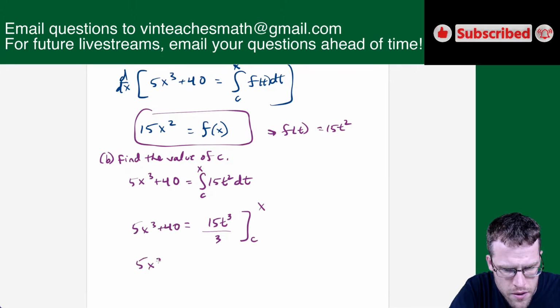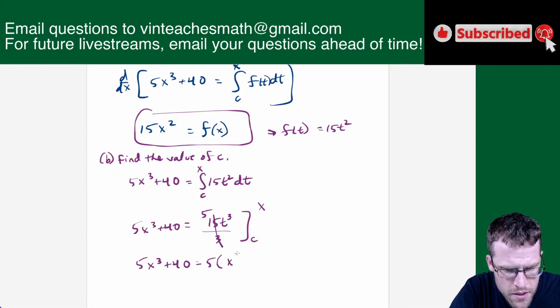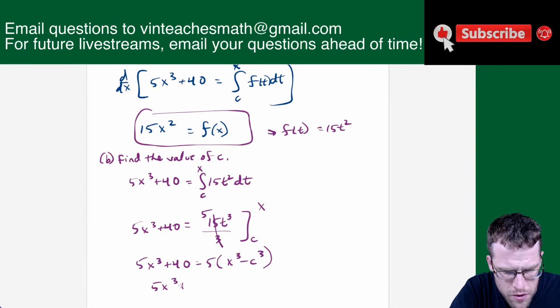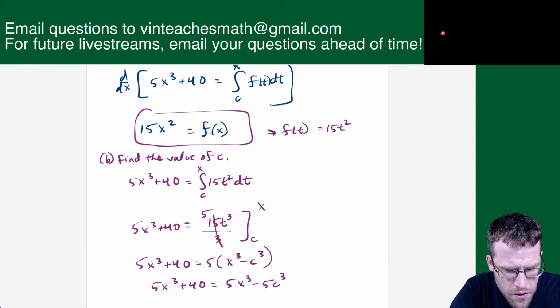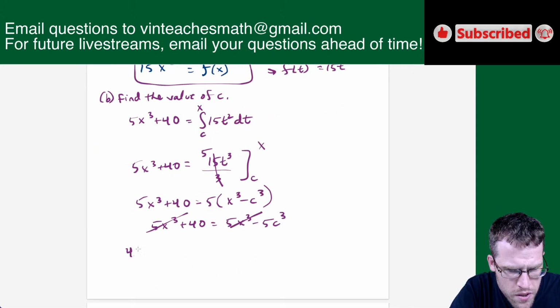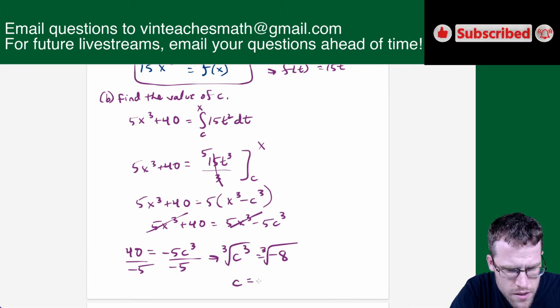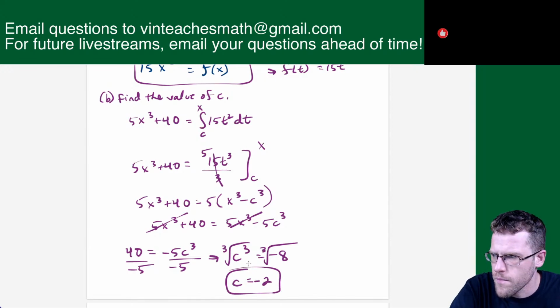So now we've got 5x to the third plus 40 equals, and this is going to simplify to 5 times x to the third minus c to the third power. So this is 5x to the third plus 40 equals 5x to the third minus 5c to the third. These terms are going to cancel. And now here we have 40 equals negative 5c to the third. Divide both sides by negative 5. And now you've got c to the third equals negative 8. And you can take the cube root of both sides. C is equal to negative 2. All right. So that's a nice little question there.